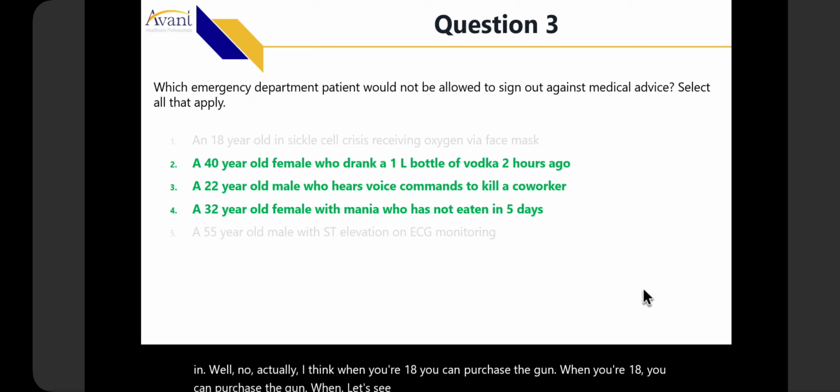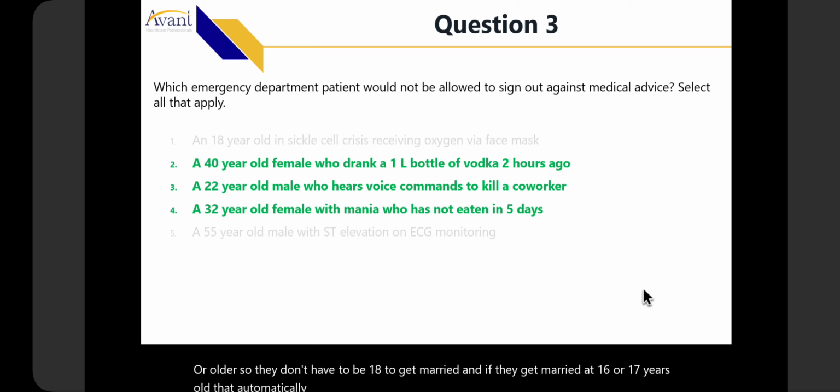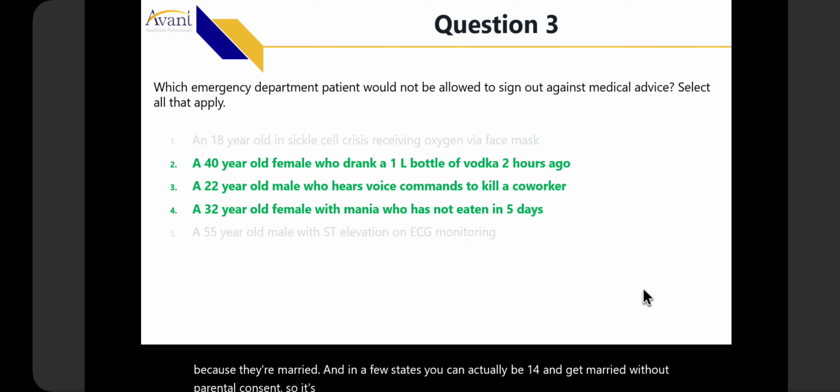Let's see, the other thing is in some states, people can get married at the age of 16 or older, so they don't have to be 18 to get married. And if they get married at 16 or 17 years old, that automatically makes them an adult, right? So the 18 years doesn't apply anymore because they're married. And in a few states, you can actually be 14 and get married without parental consent. So it just depends on that.